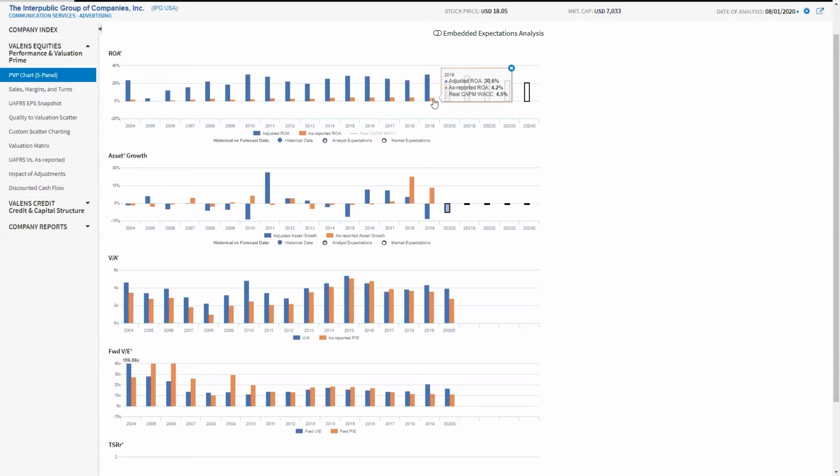But that's not enough. It's not just that the ROAs are massively understated on an as reported basis. If you look at it from an asset growth perspective too, we also see massive distortions on an as reported basis. Very similar to the chart above, the orange bars are the as reported asset growth for the business. The blue bars are the true blue uniform accounting metrics.